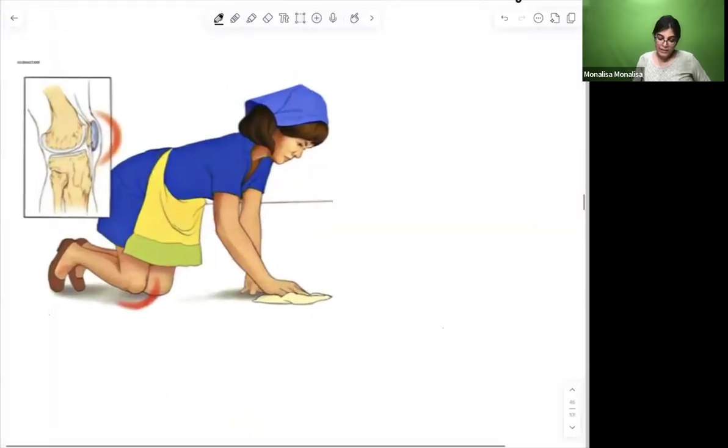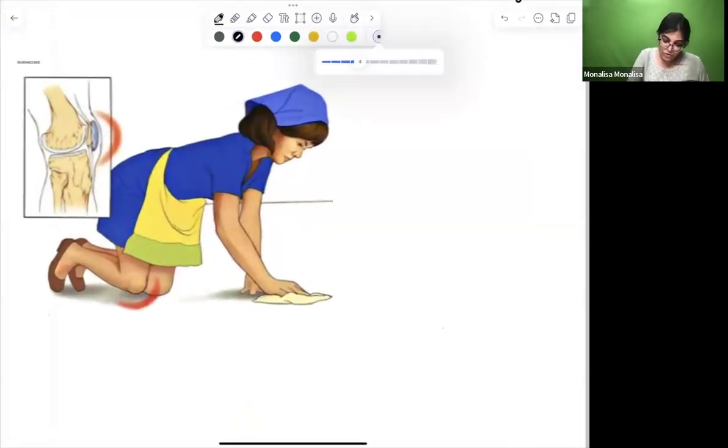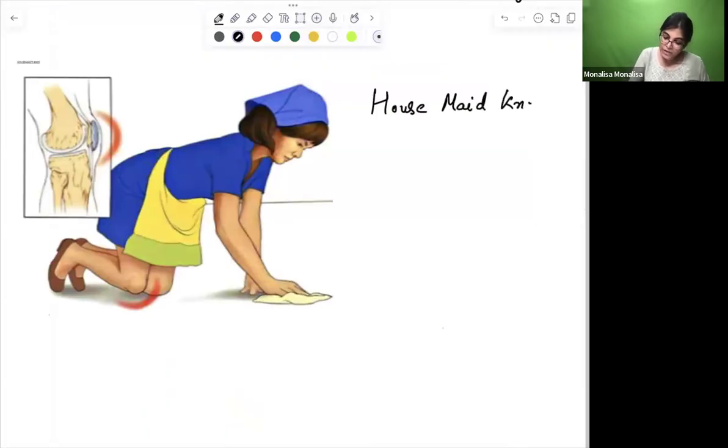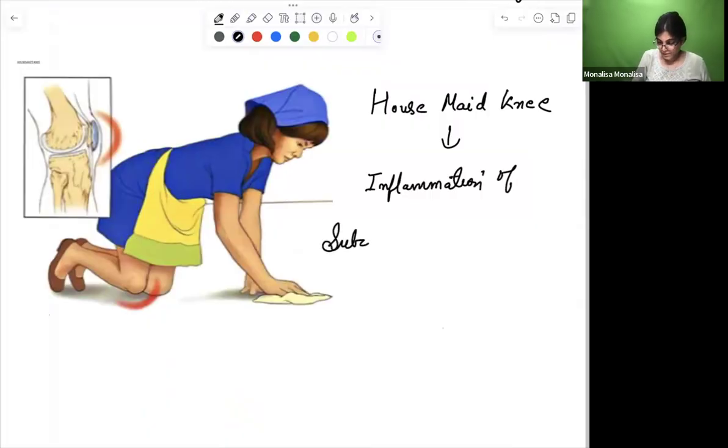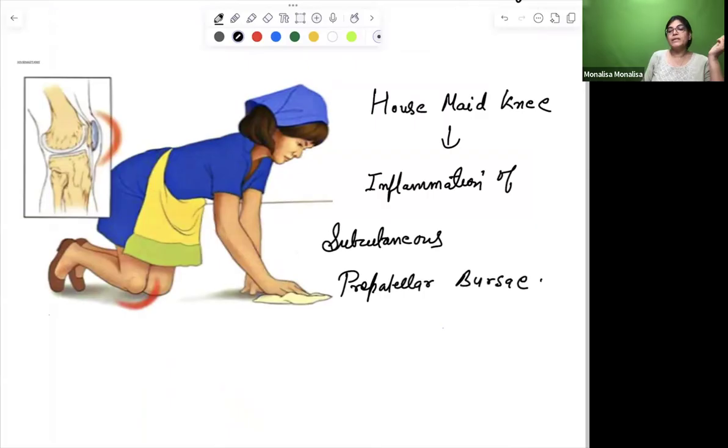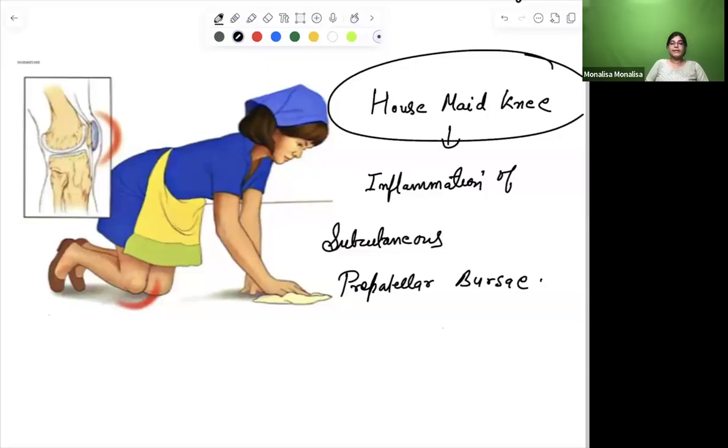Now, this condition is called housemaid knee. In the case of housemaid knee, there is inflammation of subcutaneous prepatellar bursa. So this condition is called housemaid knee, important for your examination. If there is inflammation of subcutaneous prepatellar bursa, this condition is called housemaid knee.